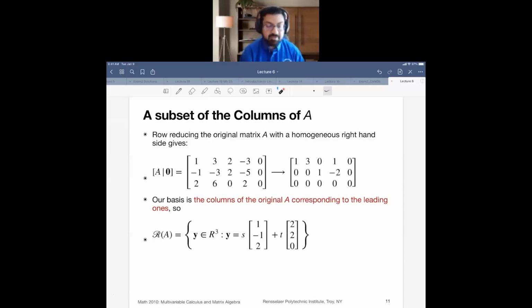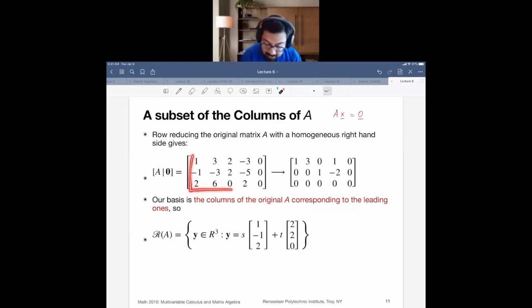Next is going to be very, very simple, but it's a little bit difficult to sort of prove. But it's easier than the first one. So a subset of the columns of A, not all the columns of A, but a subset of the columns of A will give you the basis of the range of the matrix. So what we'll do is, we'll take a look at row reducing the original matrix A with a homogeneous right-hand side. So in the second example here, we don't have AX equal B. We are using a homogeneous set. So we are looking at AX equal 0 here.